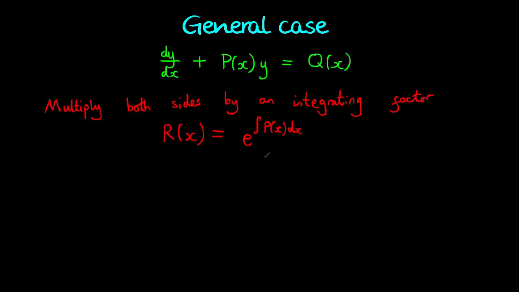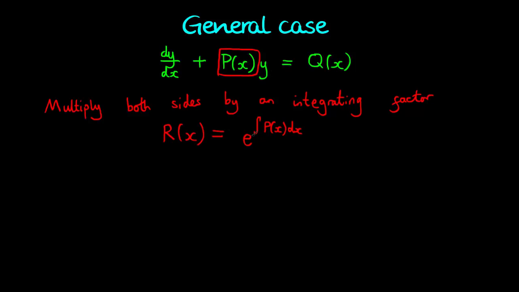And the way that we always choose the integrating factor, and we've derived it in lectures, is to say that r of x, the integrating factor, is e to the integral of p of x dx. Okay, where p of x is this function here, it's whatever is multiplying y, the dependent variable y.